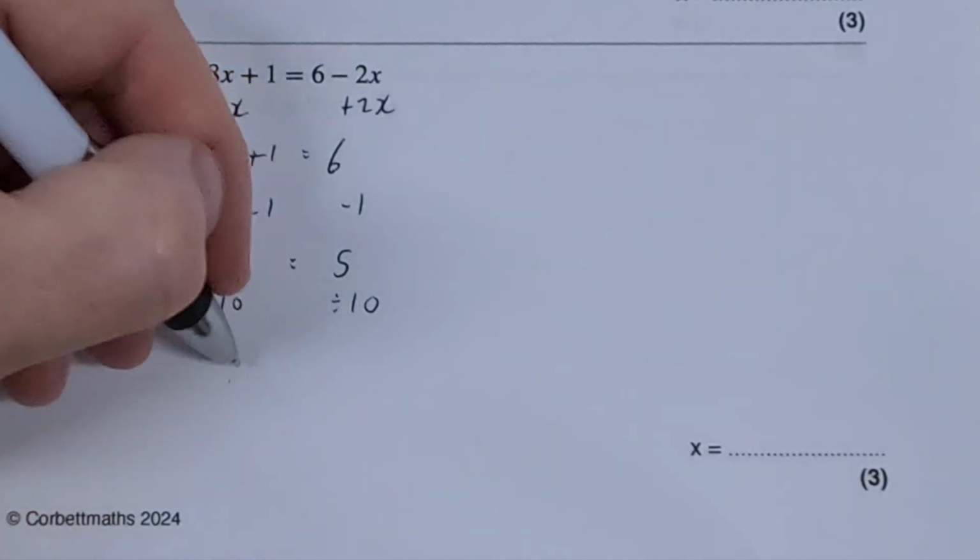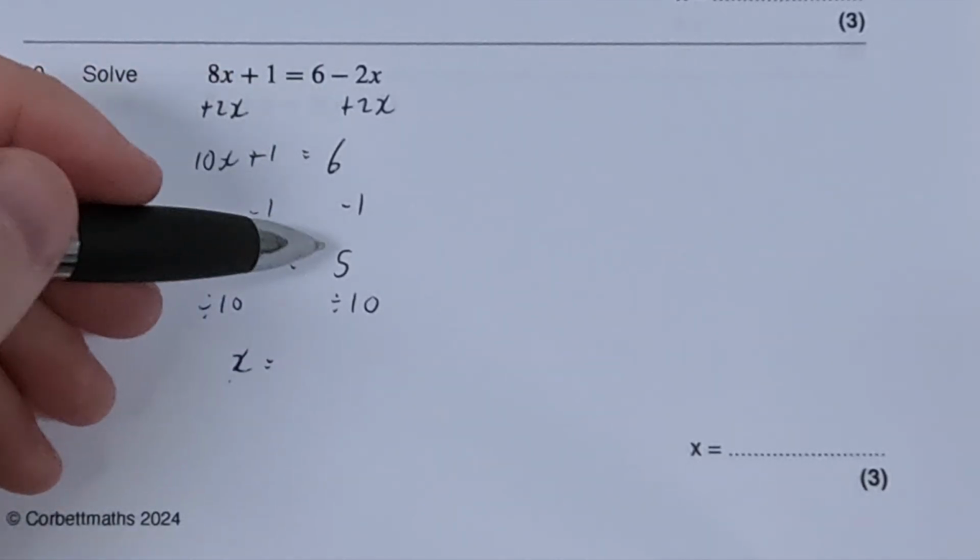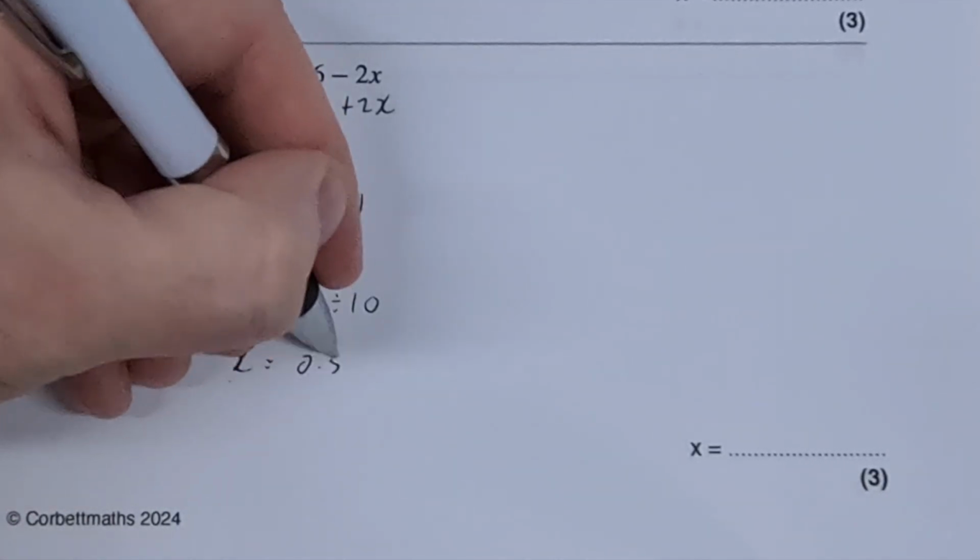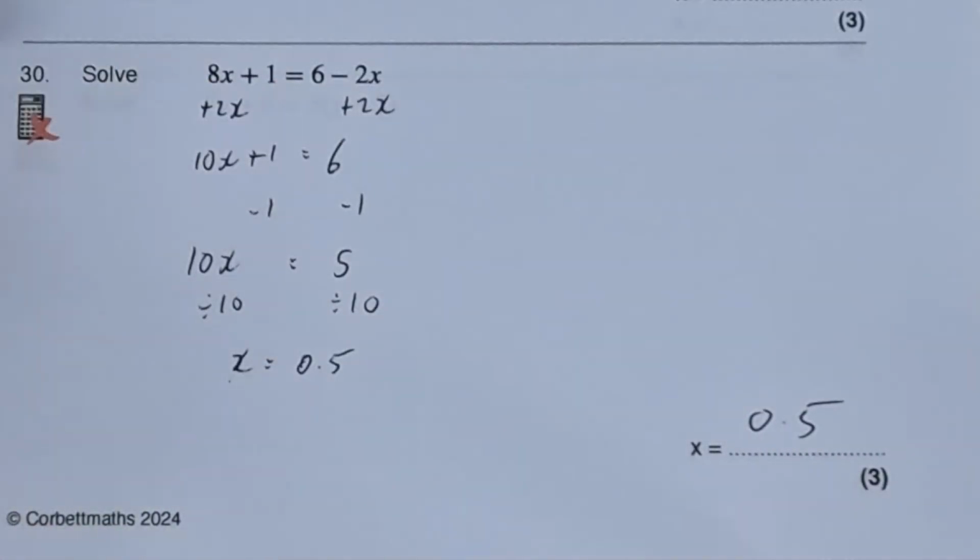10x divided by 10 would just be x. On the right-hand side, 5 divided by 10 is 0.5. So x equals 0.5, or half. Let's just check that. 8 times 0.5 is 4, plus 1 is 5. And here, 6 minus 2x. 2 times 0.5 is 1, and 6 take away 1 is 5. So you get 5 equals 5. So you're done. Okay, let's look at our next question, question number 31.